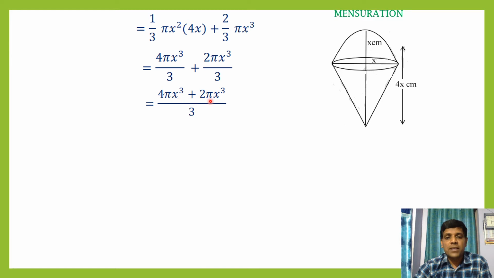Here x³ and x³ are all like terms. 4πx³ plus 2πx³ is 6πx³ by 3. Write down the next term: 6πx³ by 3. These two are divisible by the same number: 3 ones are 3, 3 twos are 6. So we get 2πx³. What is the next step? 2πx³ centimeter cube. This is the volume of the cone, that is, the volume of the conical portion.